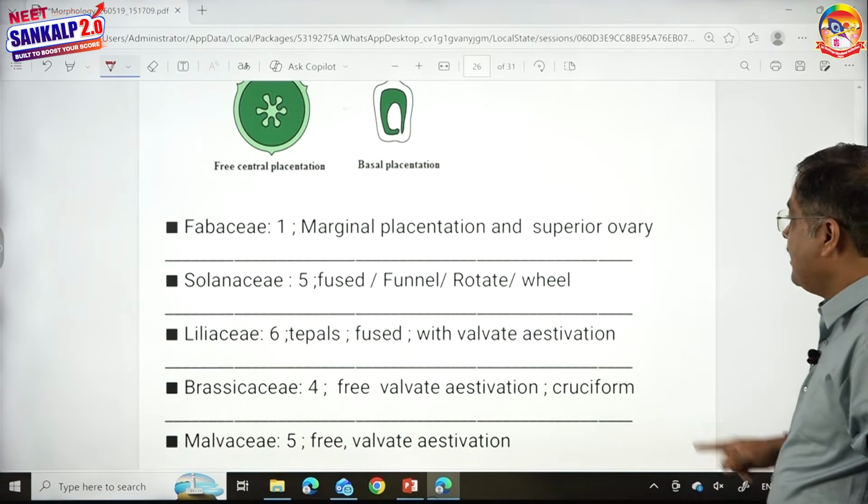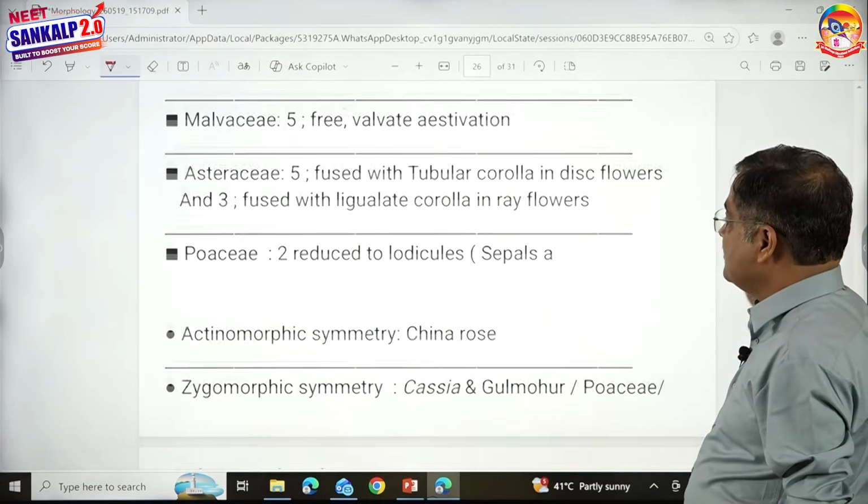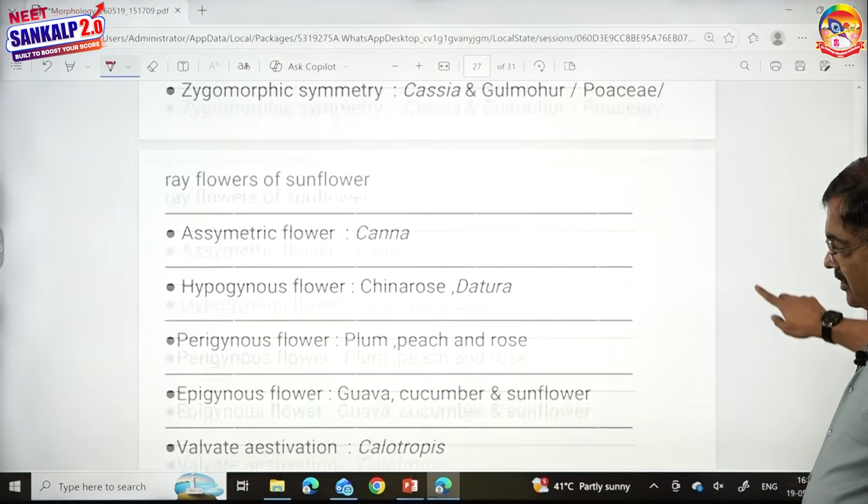Fabaceae, there is only one carpel, marginal placentation, superior ovary. Solanaceae. These are all the examples which are there in your textbook. I kept it at one point.